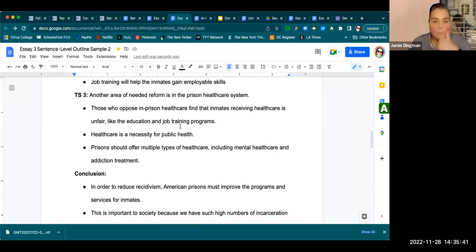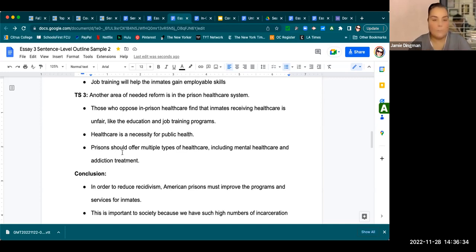Those who oppose in-prison healthcare find that inmates receiving healthcare is unfair, like the education and job training programs. So their first point is addressing the opposition. Then they bring up the point that healthcare is a necessity for public health, right? If you were going to write about this type of essay in healthcare, you could talk about how these people are going to leave prison and come back out into society. And if they haven't been taking care of their health and haven't been treated for anything, they could be bringing communicable diseases right back to our communities, which is a public health problem, right? And it even creates a public health problem within the prison, right? If a couple of inmates are sick and they're not getting treatment, that can spread across the prisons like wildfire, as we saw COVID do, okay?